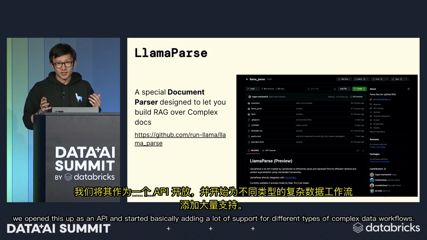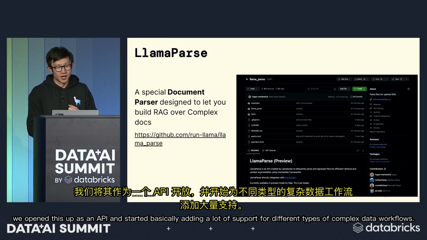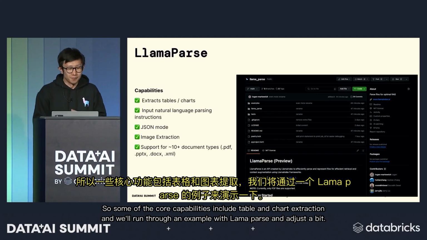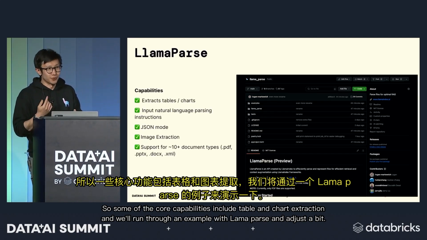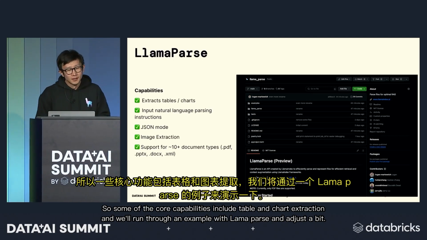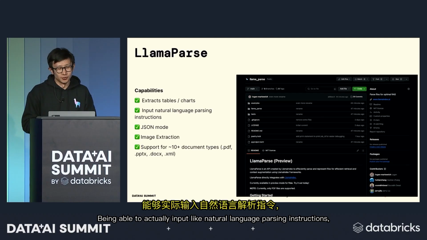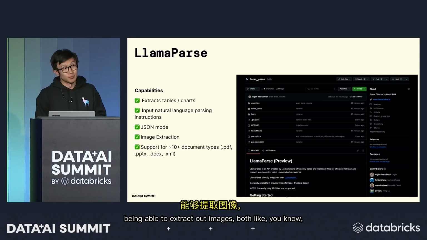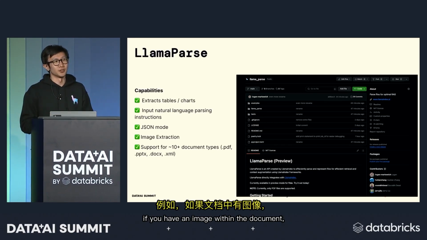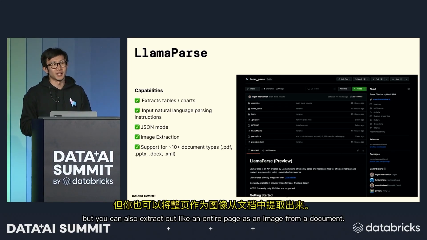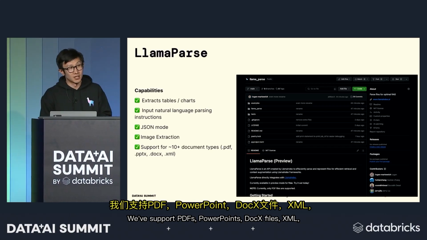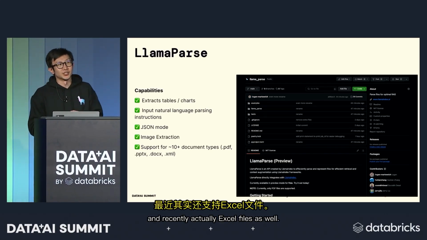And basically, we opened this up as an API and started adding a lot of support for different types of complex data workflows. So some of the core capabilities include table and chart extraction, and we'll run through an example with LlamaParse in just a bit. Being able to input natural language parsing instructions. Being able to extract images, both if you have an image within the document, you can extract that out separately, but you can also extract an entire page as an image from a document. And we also support a bunch of different document types. We support PDFs, PowerPoints, docx files, XML, and recently, actually, Excel files as well.